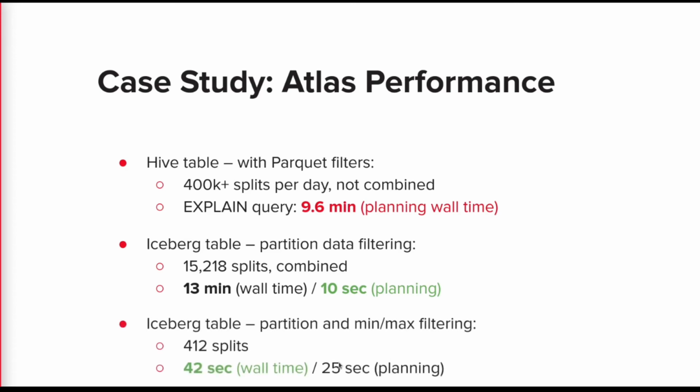But now if we add in the min-max filtering, so again, we go into that metadata, use those min-maxes, those upper and lower bounds in the metadata, to continue to filter manifests and individual data files, it becomes even more performant. Now you're only talking about 412 splits for that same data. So a lot less to scan, a lot faster to scan. It took a little bit longer to plan because you're doing more filtering, but because of that, you saved a lot more time on the total execution. The total execution time: 42 seconds.